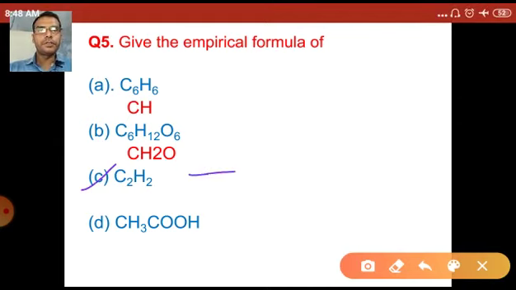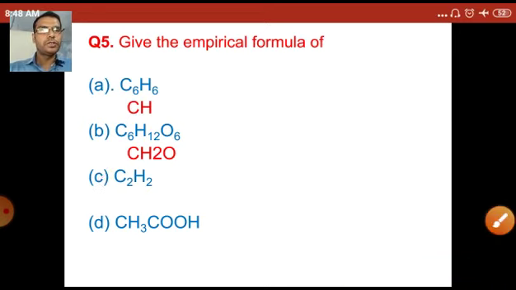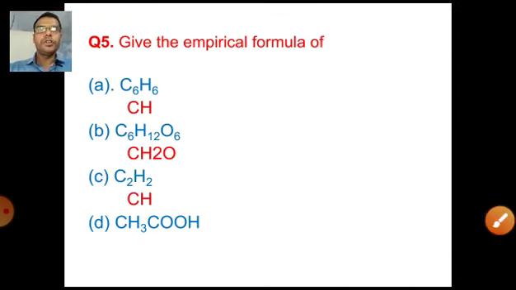Now the next, the empirical formula of C2H2. We simplify the molecular formula, and after simplification we get CH. So CH is the empirical formula of C2H2. So the answer is CH.